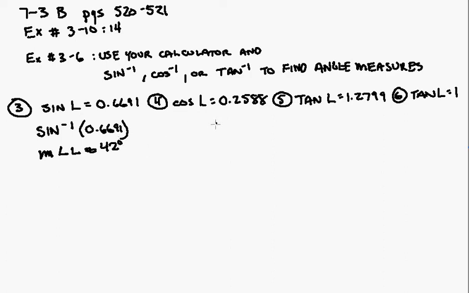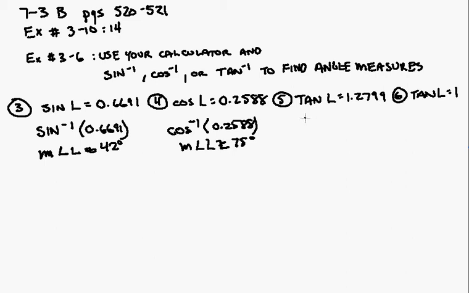Okay? Doing the same thing with number 4 then. We'll go shift or second cosine, and now you'll get cosine minus 1 paren. Now input your 0.2588, close paren, hit enter. So now your measure of angle L is approximately equal to 75 degrees. These are approximations.